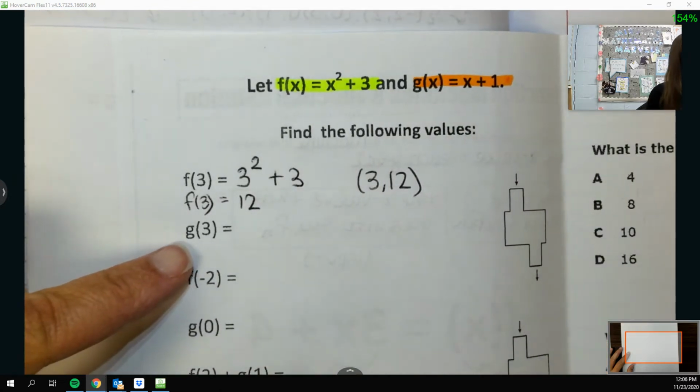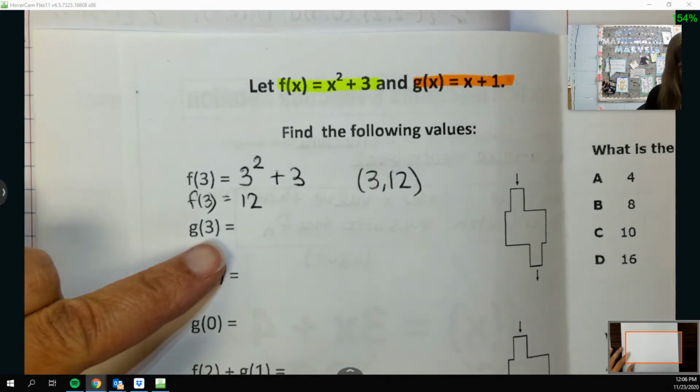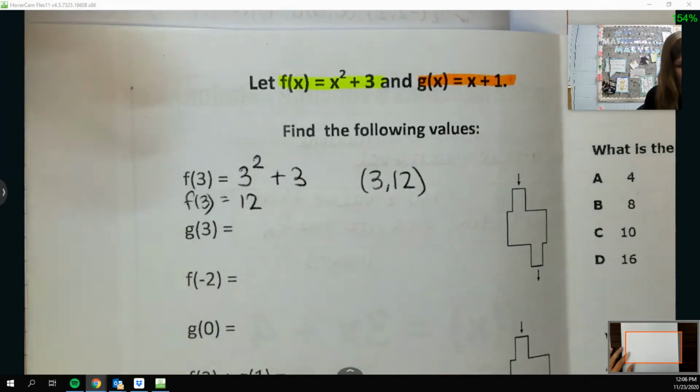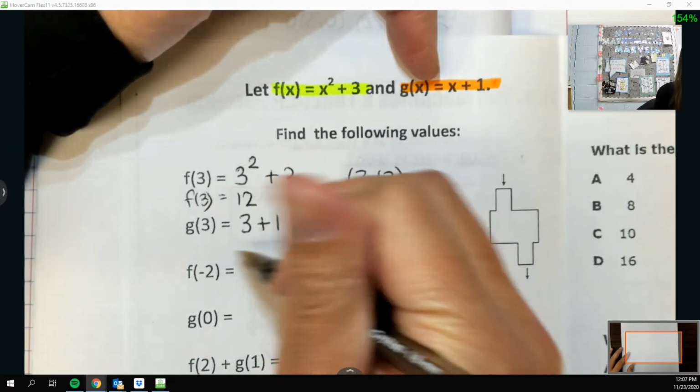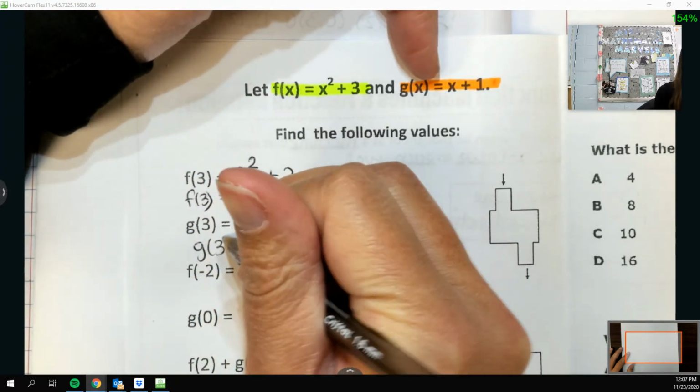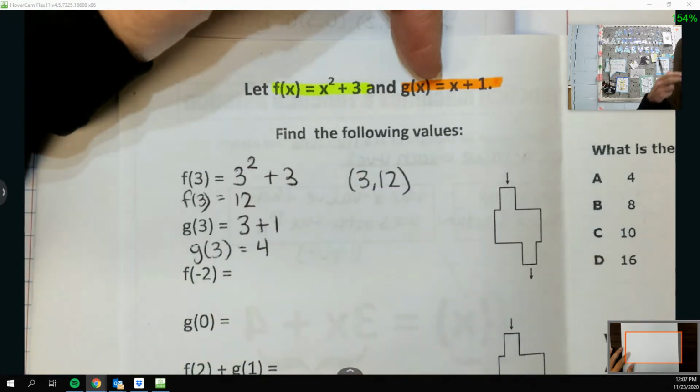This one, we're doing g of 3. So I need to go look at my g function, which adds 1. So when I put in 3, I'm going to add 1. And so g of 3 is 4.